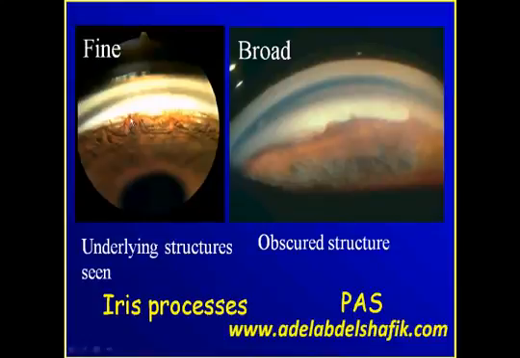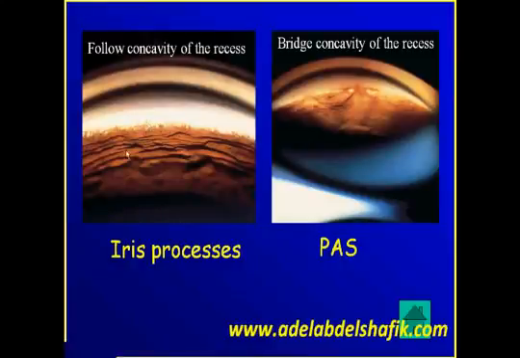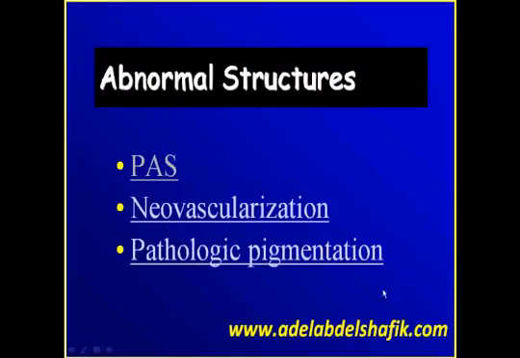This is the normal fine iris strands, while this is the widened, broad areas of peripheral anterior synechiae. So this is to differentiate between synechiae, which are widened areas of occlusion of the angle, and the normal fine pigmented lines, the normal iris processes. Again, here we get the normal iris processes, and here we get more widened areas of peripheral anterior synechiae.